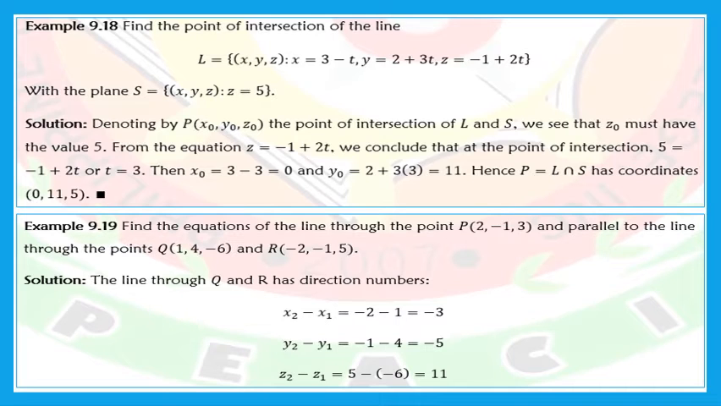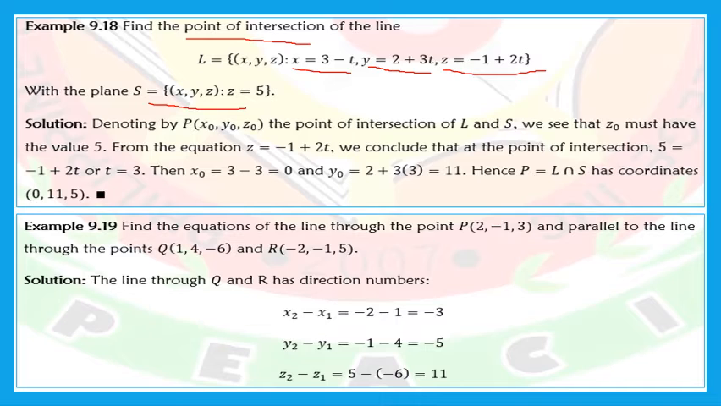For example, find the point of intersection of the line L equals to the ordered triple x, y, z such that x equals to 3 minus t. Okay, so ito yung given natin. Y equals to 2 plus 3t and z equals to negative 1 plus 2t. So ang hanapin natin dito is the point of intersection of the line with the plane S equals to the ordered triple x, y, z such that z equals to 5. So, hanapin natin yung point of intersection ng line na to at saka yung plane.